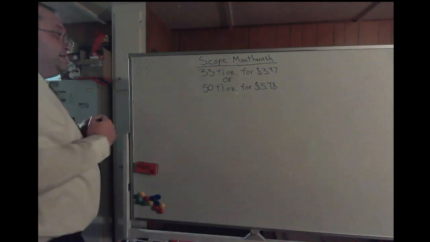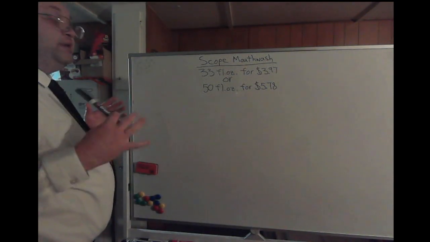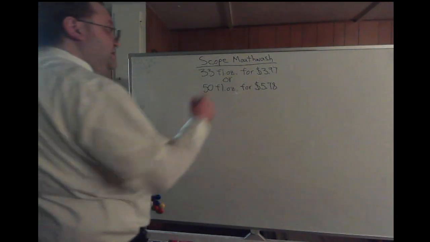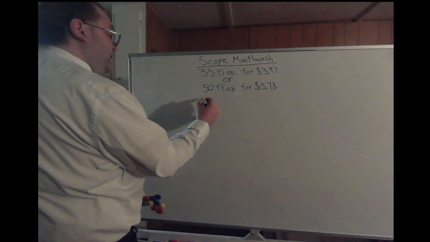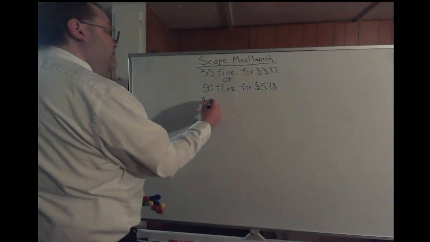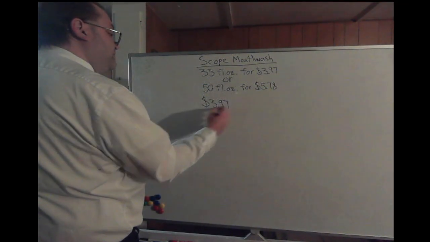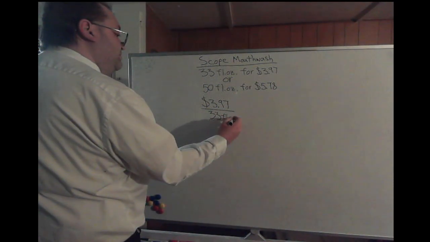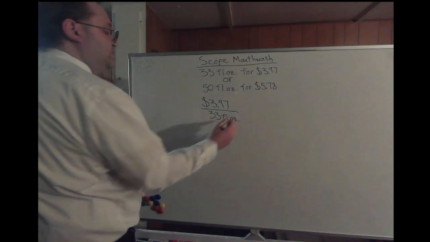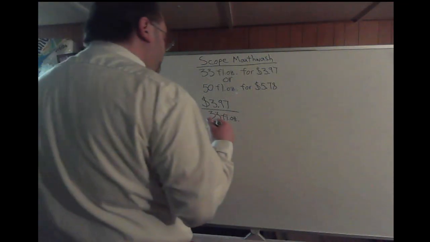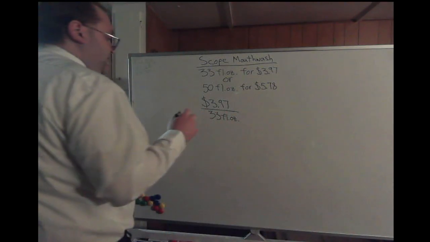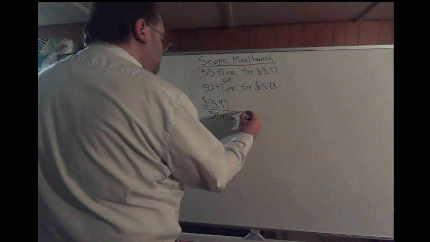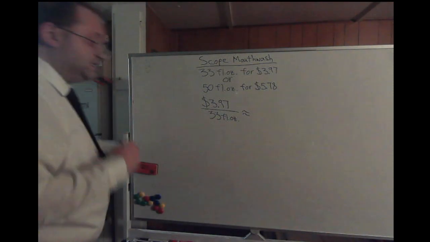So basically what we need to do is figure out which one's the better deal. How much are you paying per ounce? So the first one, you want to figure out how much you're paying per ounce. The first one is going to be $3.97 for 33 fluid ounces. Fluid ounces are a little bit different than ounces. When we get into measurements, we'll talk about that. But you have $3.97 per 33 fluid ounces. We need to figure out how much it is per ounce.